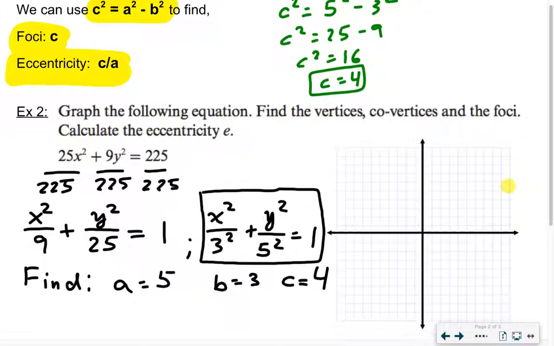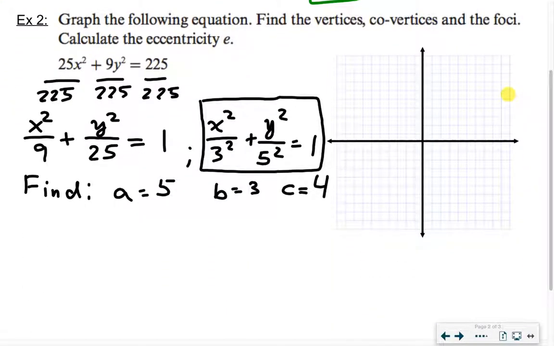So if we go to this one, greater of the two value is 5, so that's my a value there. Which variable is it under? y. Therefore, horizontal or vertical? Vertical.